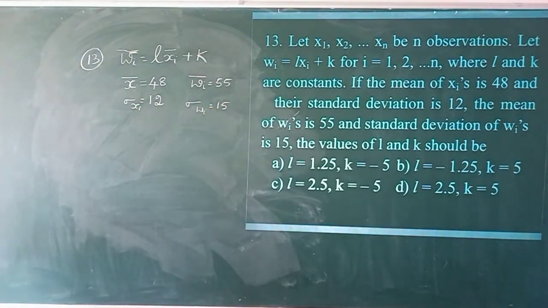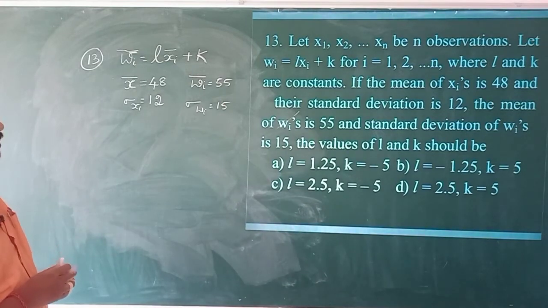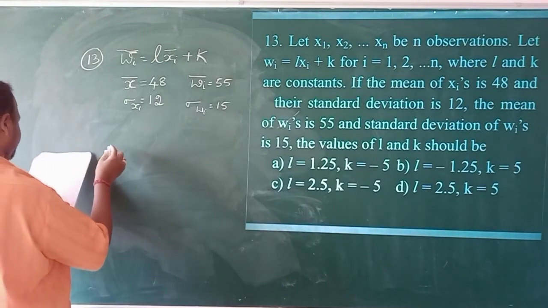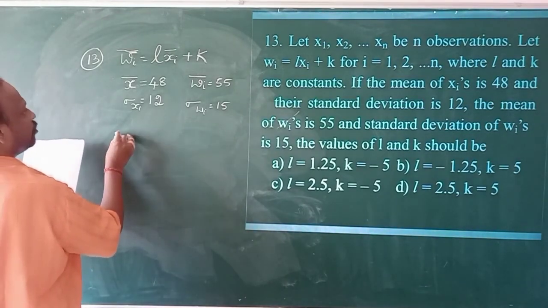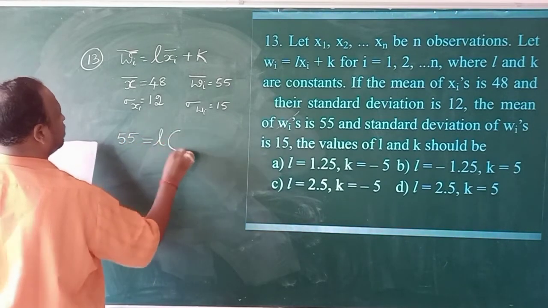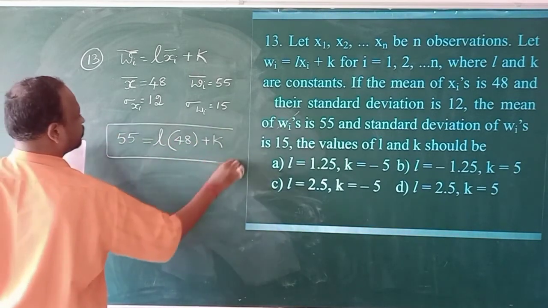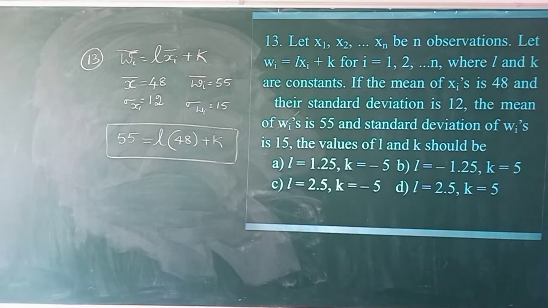You can observe here wi is equal to Lxi plus k. For the x observations they have given x bar, and for the w observations they have given w bar. So we have to calculate L and k. The equation will be wi bar, that is 55, is equal to L times x bar, which is 48, plus k. Observe this: 55 is equal to L into 48 plus k.